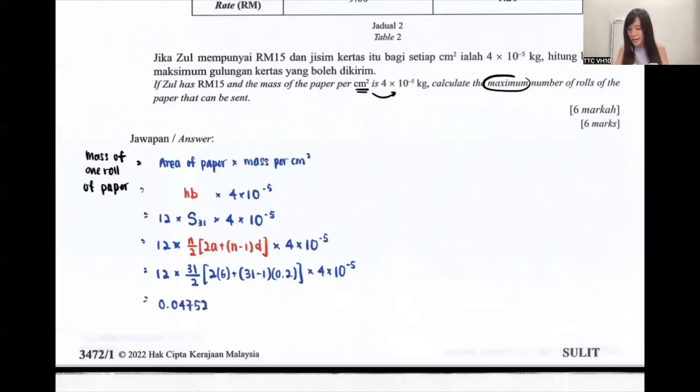0.04752. Wait, 31. Divide by 2. No. 2 times 6 plus 30 times 0.2 times 31 divided by 2 times 12 times 4 times 10 power negative 5. I pressed wrongly. Sorry, 1382. Is it like that? Do I press wrongly? Why every single time I press, I get a different answer? Wait, I check one more time, last time, okay?